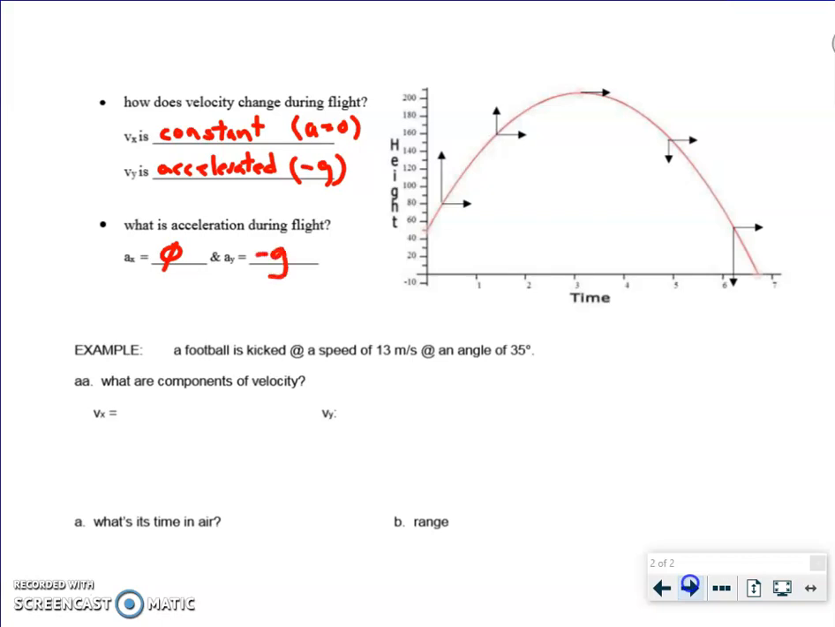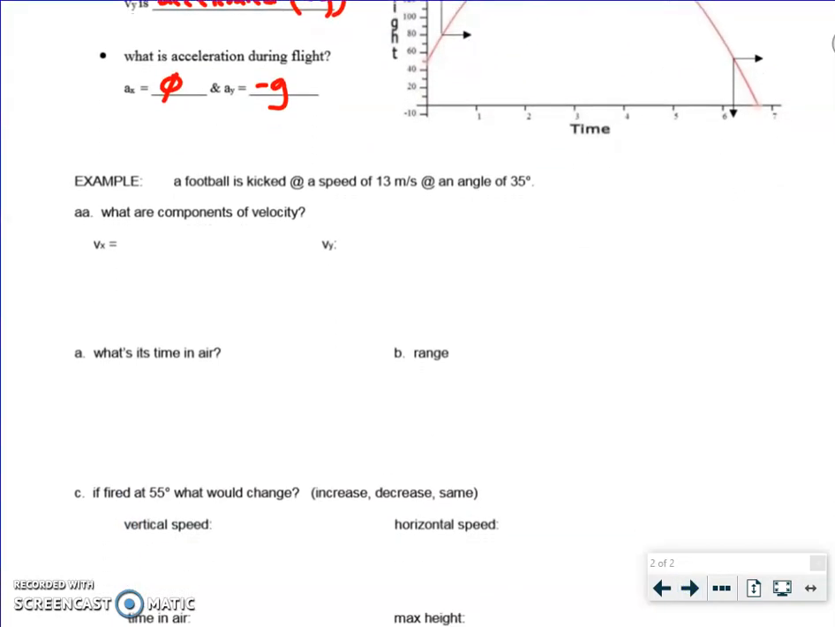Okay, so if I ask you at this point, what's the horizontal velocity? It's the same as Vi cos theta. If I ask you what's the vertical velocity, it's 0. If I ask you what's the horizontal acceleration, it's 0. If I ask you the vertical acceleration, it's negative g. So make sure you distinguish between those.